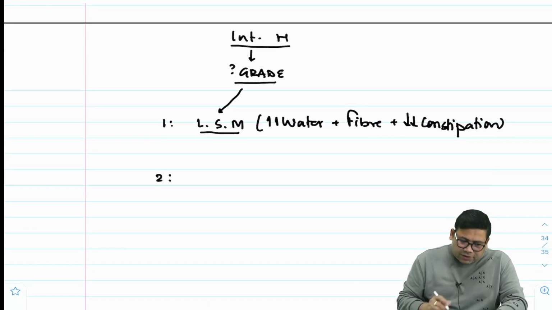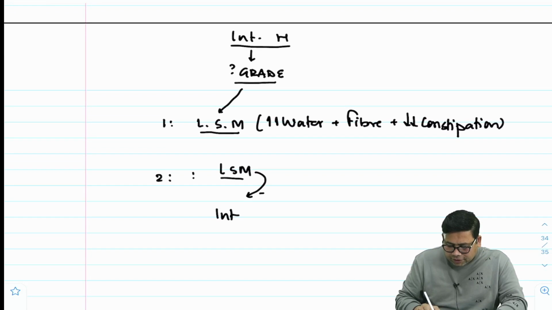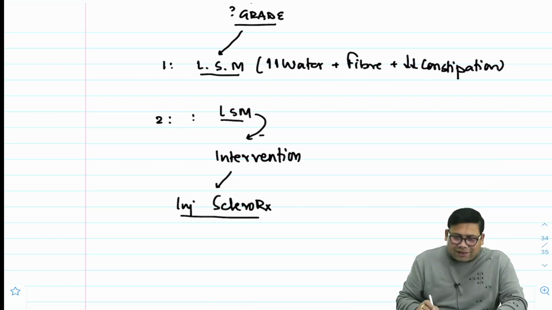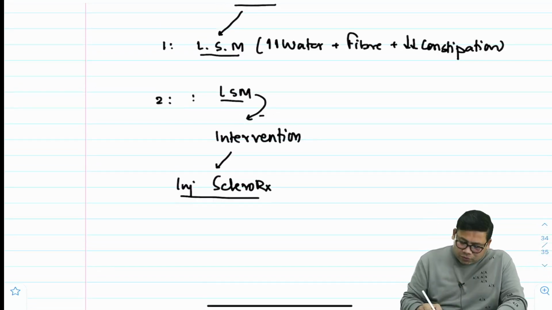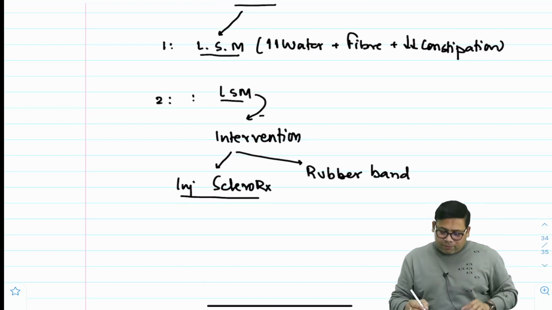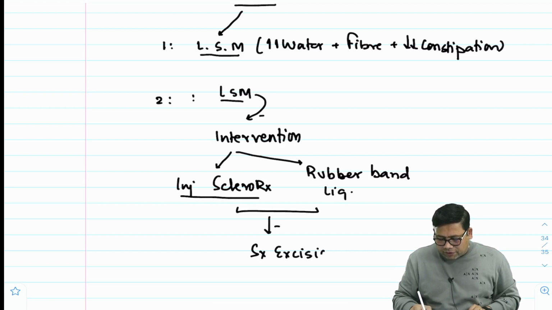The second, if it is grade 2, you have to go for lifestyle modification. If it fails, then you go for intervention. Now when you talk about intervention, there are 2 things you can go for. There is something which is known as injection sclerotherapy, point number 1. Are you getting these 2 things? Or you can also go for rubber band ligation. So you can go for injection sclerotherapy or rubber band ligation. They are very important things. If they fail, yeah, you can go for surgical excision also. So this is very, very important.